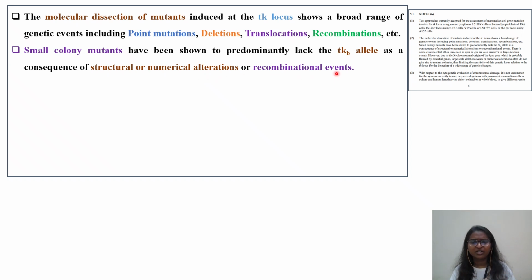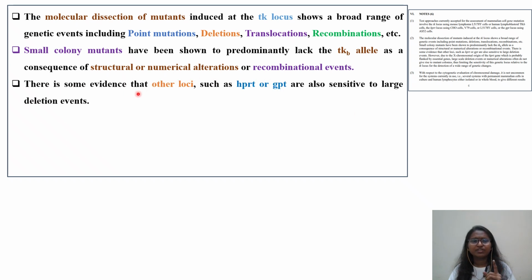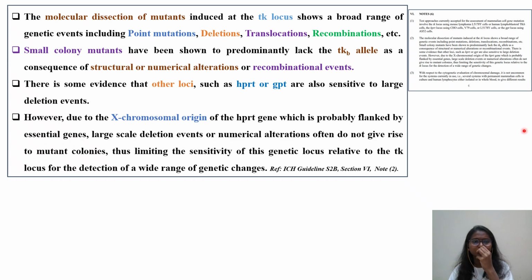Whenever a chemical is exposed to this particular DNA at this particular TK b allele, there is a lack of expression, an aberration is taking place. There is also some evidence that other loci apart from this TK b allele, such as HPRT or GPT, are also sensitive to large deletion events.